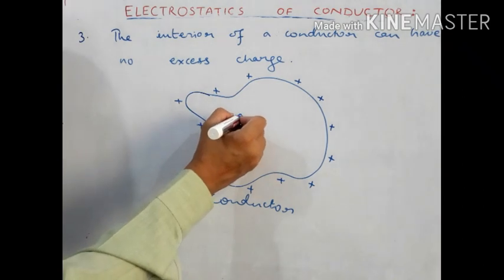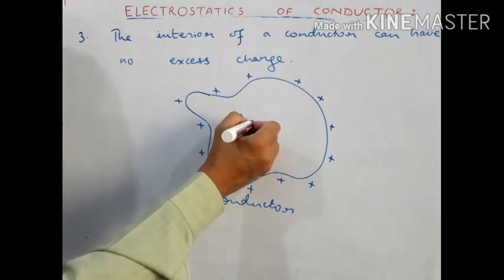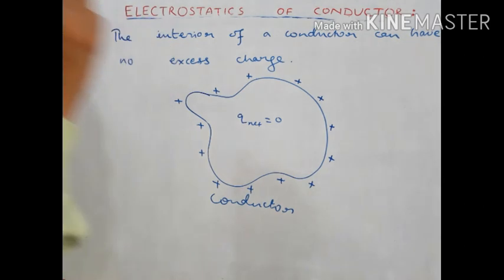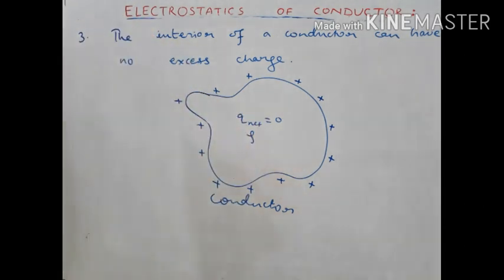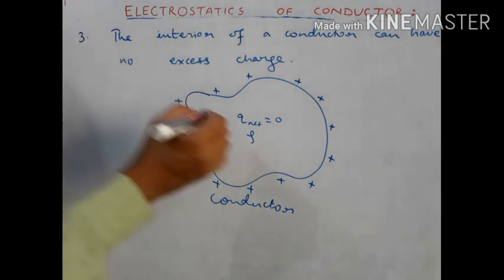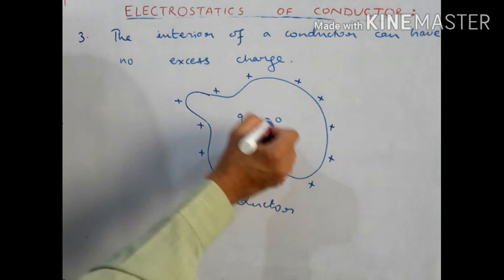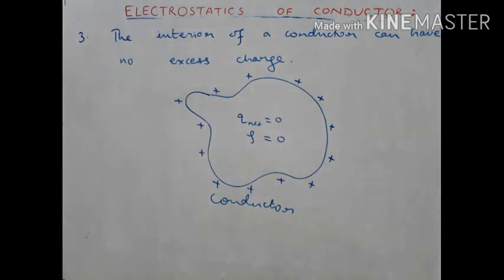Inside there will not be any net charge. Q net is equal to 0. If net charge is 0, we can say rho, what is rho? Do you remember? It is charge per unit volume. Volume density of charge will also be equal to 0. So this is the statement number 3. Let us now try to understand why this is true.